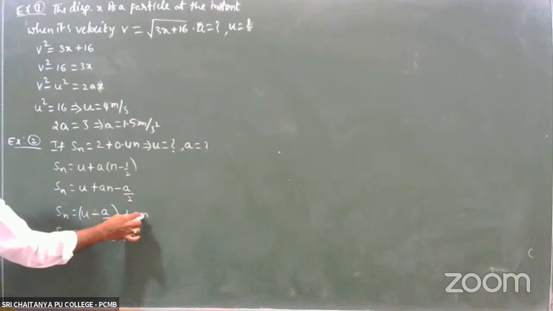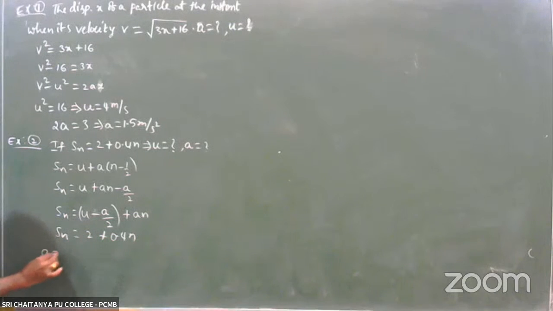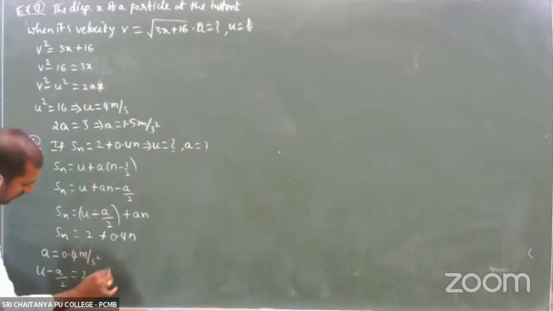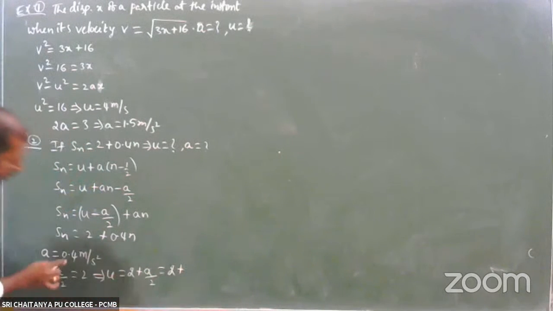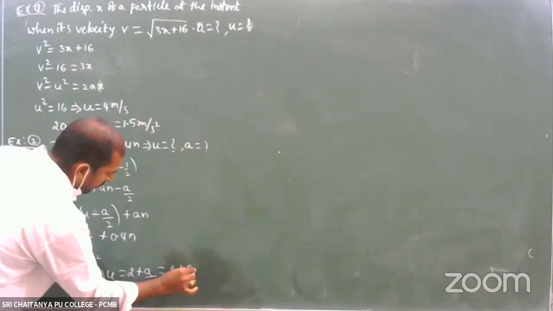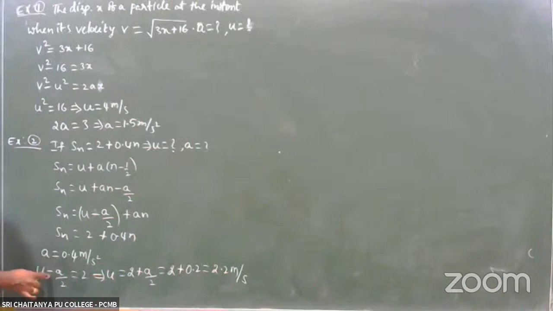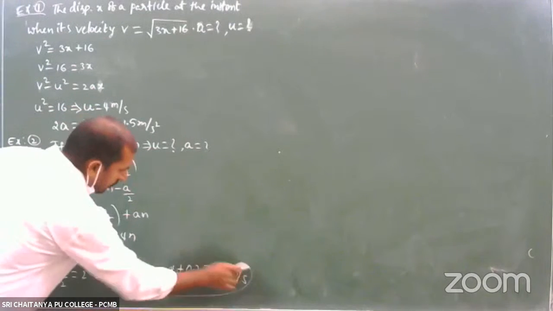Compare an and 0.4 n. The value of a is 0.4 meter per second square. Next, compare these two terms. u minus a by 2 is equal to 2. Send it to the right side: u is equal to 2 plus a by 2. 2 plus 0.4 by 2, that is 2.2 meter per second. This is the initial velocity, this is the acceleration. Acceleration 0.4 and the initial velocity is 2.2.